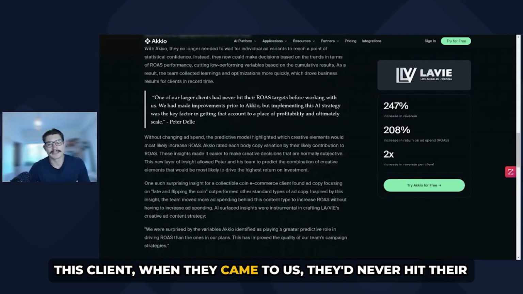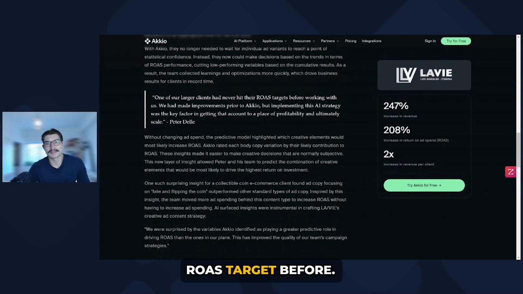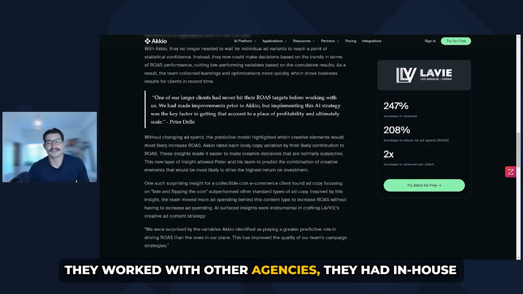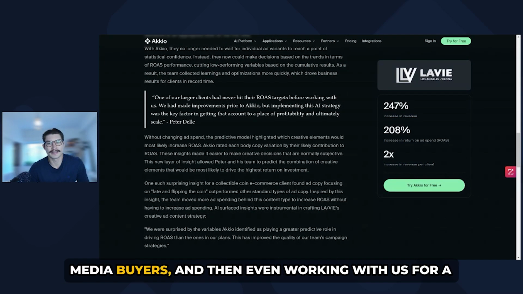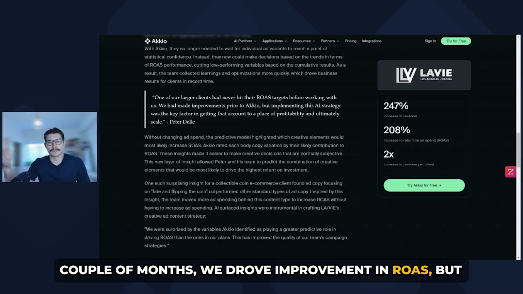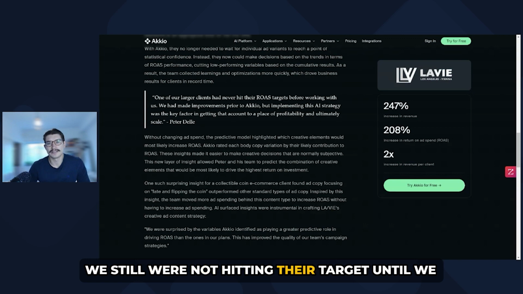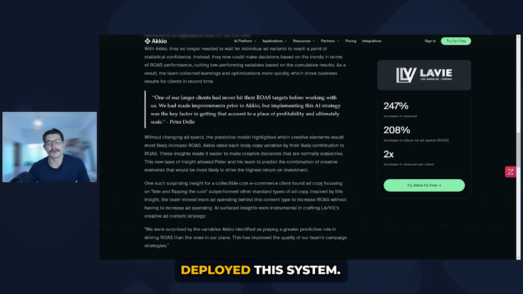This client, when they came to us, they'd never hit their ROAS target before. They worked with other agencies. They had in-house media buyers. And then even working with us for a couple of months, we drove improvement in ROAS, but we still were not hitting their target until we deployed this system.